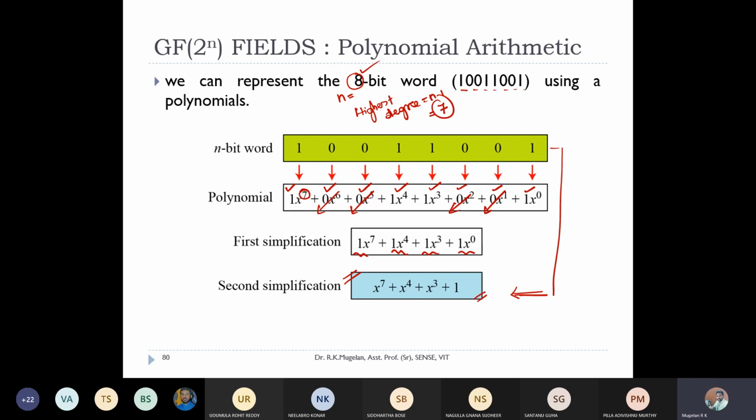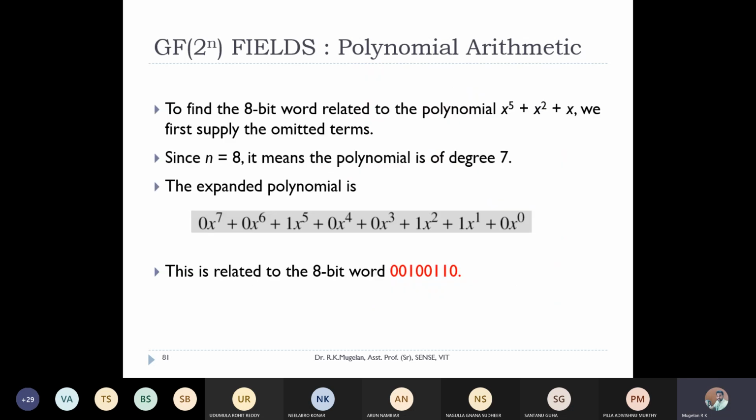Right. So for decrypting it, we'll have to simplify whatever the given equation is and then use this. Yes, suppose you are given polynomial arithmetic directly, then you have to re-expand it to this n-bit word. We'll see it in the upcoming slide. Like what you're asking is like this, right?